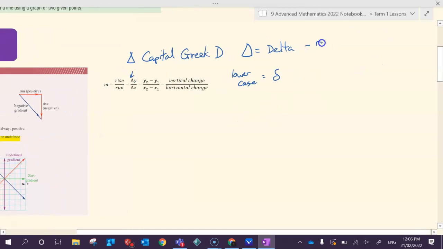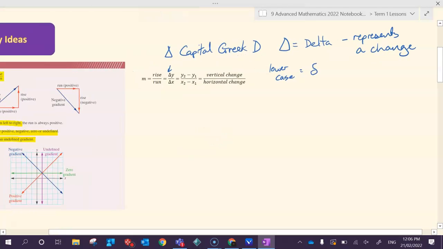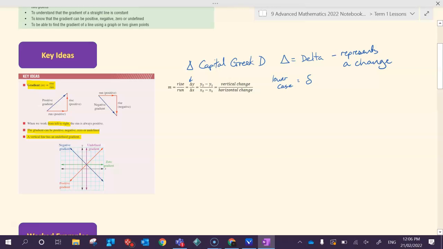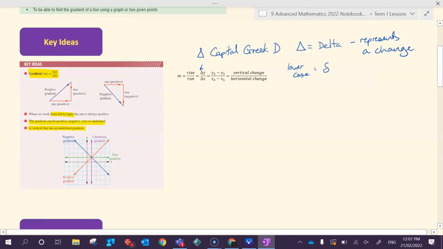It usually represents a change. So you'll see it a lot in chemistry for a change in concentration of something. Or a change in speed in physics as well. Yep, delta X over delta T, change in displacement over change in time, average velocity. So you'll see that from time to time. I just wanted you to be aware of it. Good question.